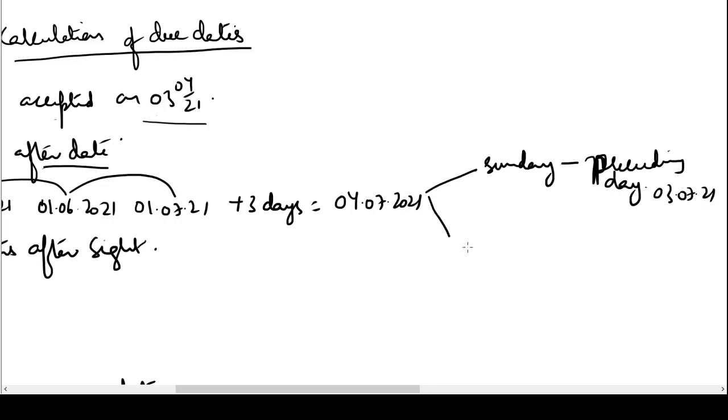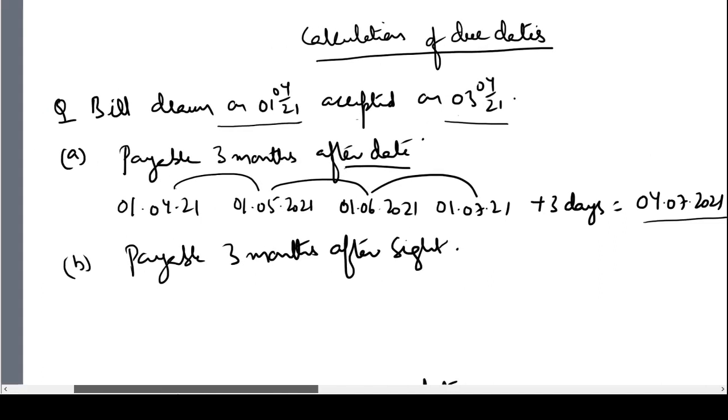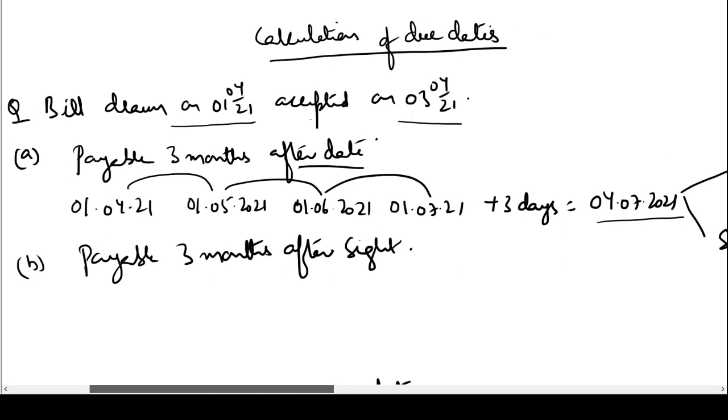If it is a sudden holiday, that means when the bill was drawn, 4th July was not a holiday, but in the next 3 months, suddenly the day has been declared as a holiday, in such case, the next working day would be the due date of the bill. Okay, so we have to take the next working day. Let us go to the next situation.